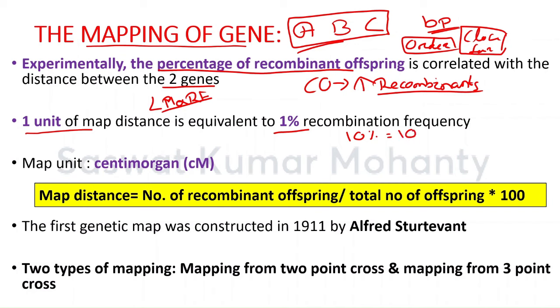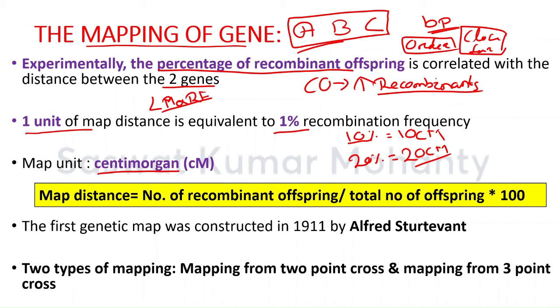To give this distance a particular unit, it was named after Morgan as centimorgan. If two genes produce 10% recombinant offspring, the two genes are 10 centimorgan apart. If two genes produce 20% recombinant offspring, or 20% recombination frequency, the two genes are 20 centimorgan apart. Simple. So here you are finding the distance between genes in terms of recombination frequency.